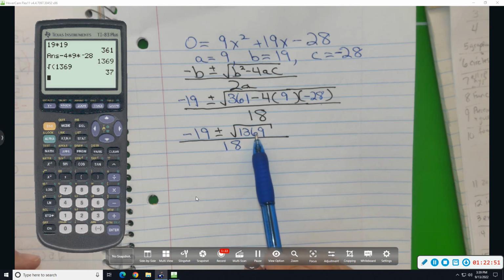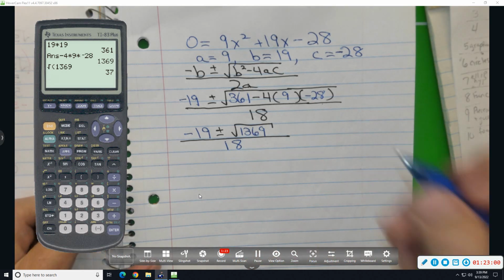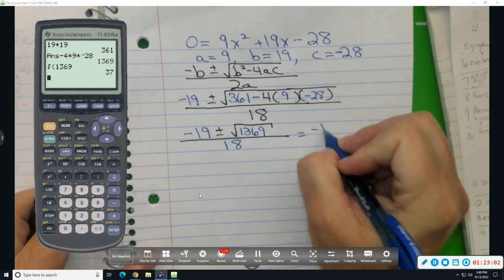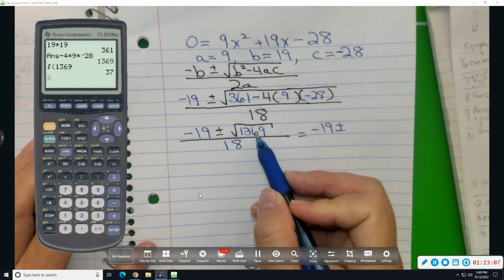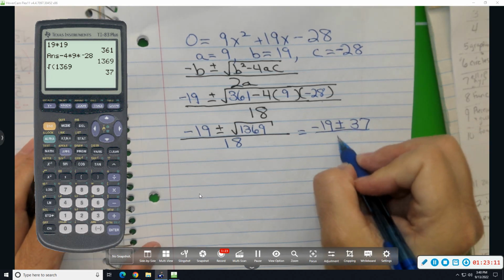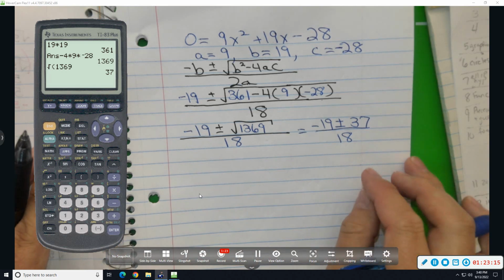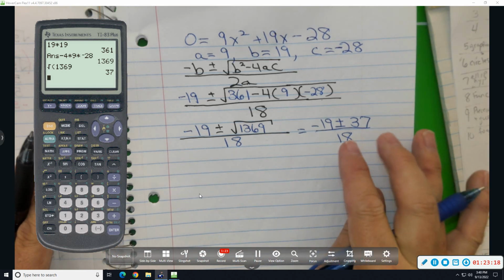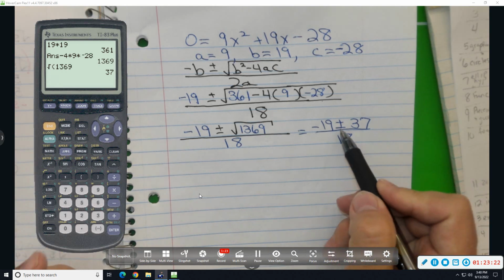If that number under the radical is a perfect square, then it could be solved by factoring. But we're solving by the quadratic formula. So we have negative 19 plus or minus the square root of 1369, which was 37, all over 18. And let's not leave it like that. We can separate and get two distinct answers. We have the plus and the minus option.